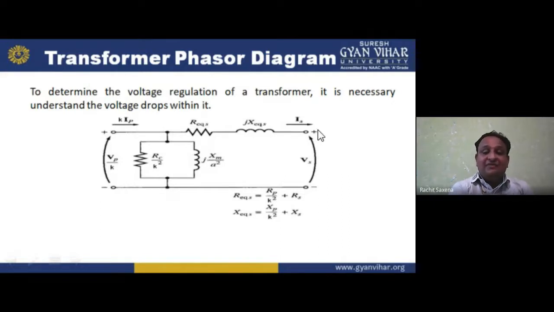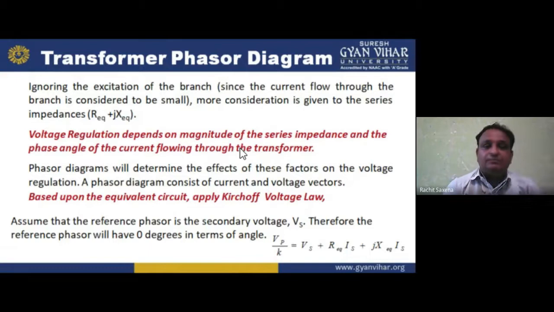So we can identify the R equivalent will be Rp by K square plus Rs. And the X equivalent is Xp by K square plus Xs. We can say this one and this one. So through the phasor we can understand how the voltage drop is found. These are the voltage drop. Now I hope you understand.